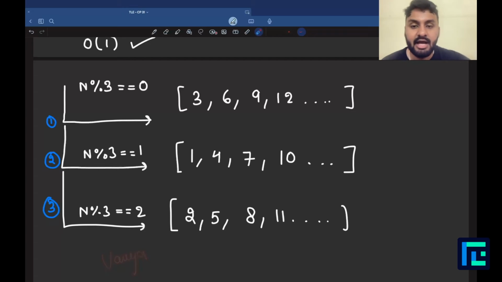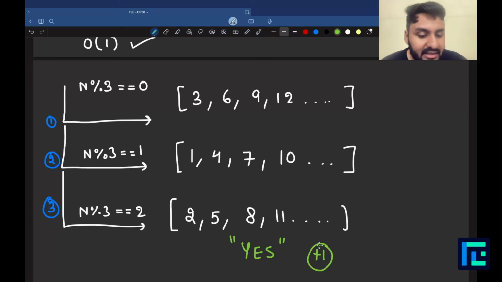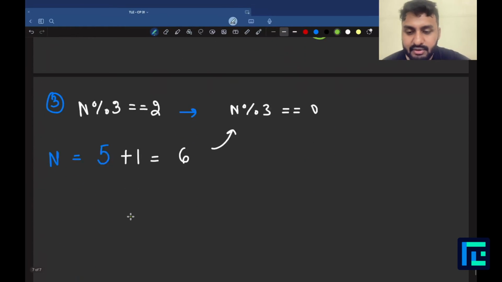Yes, I can. That means if the number has a category of n mod 3 equals 2, the answer is always yes. Because any number in that category, by simply adding 1, can be modified to the set of n mod 3 equals 0. So third test case is done and dusted. Alright, now let's talk about the second case.